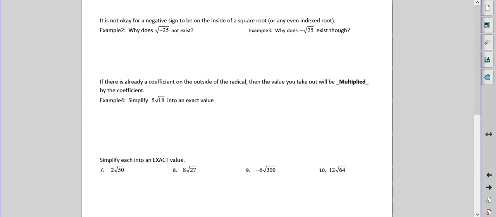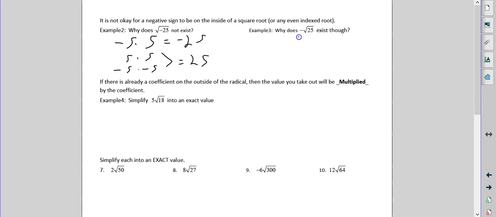Okay? So why does the square root of negative 25 not exist? Well, the only way to get negative 25 is negative 5 times positive 5. But a perfect square is either 5 times 5 or negative 5 times negative 5. These both equal positive 25. There is no way to get a perfect square, one positive, one negative. They have to be the same sign.